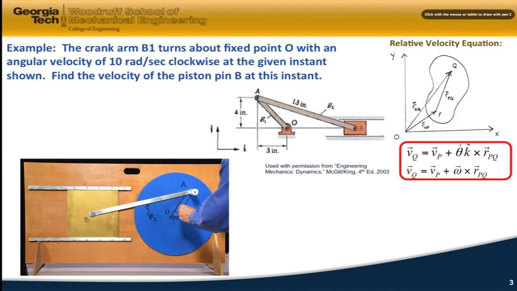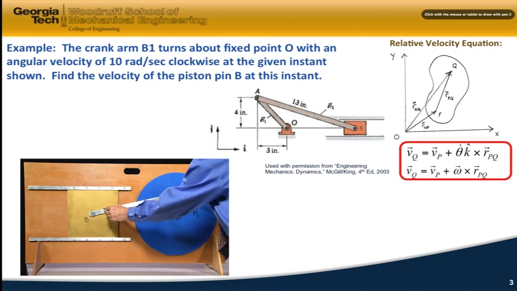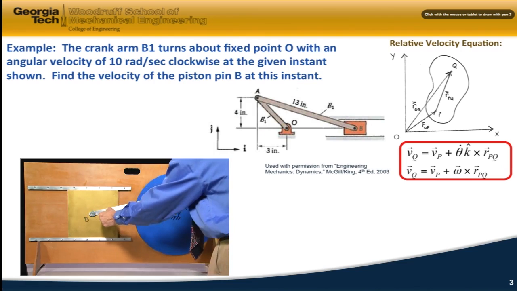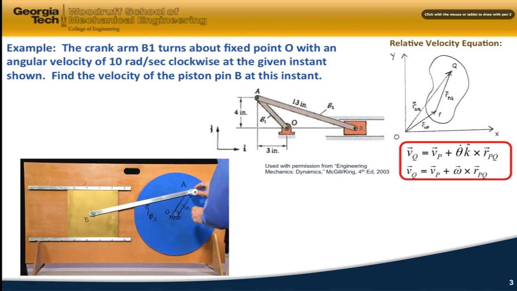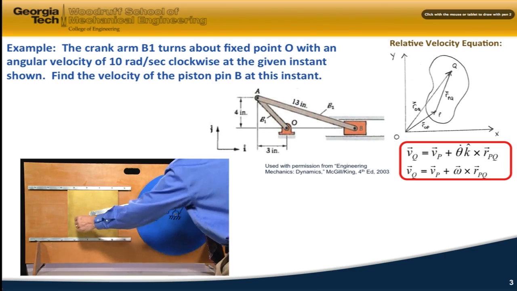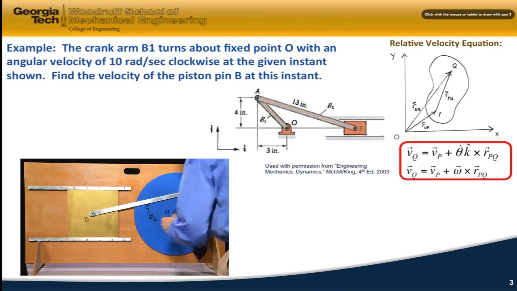I have a crank arm here, which is body B1, which just is a portion of my wheel, but it's the same body. It's got a fixed point at O, so it's rotating about a fixed axis. I've got a connector arm here, B2, connected to a piston that's undergoing linear translation. And I know in the problem that the crank arm has an angular velocity of 10 radians per second clockwise, but in my model here, since it's a mirror image, it's counterclockwise. And we want to find at this given instant what the linear velocity of the piston itself is.